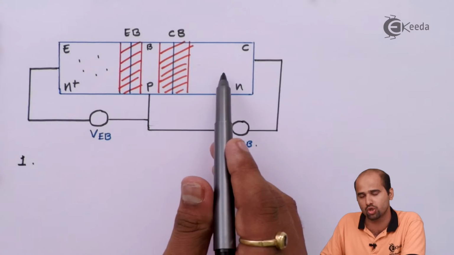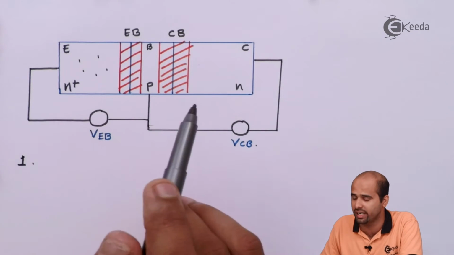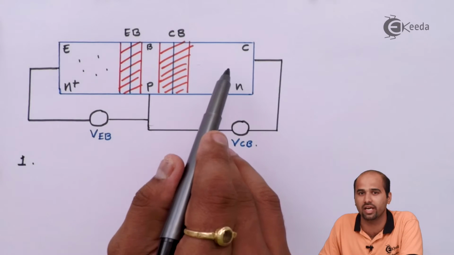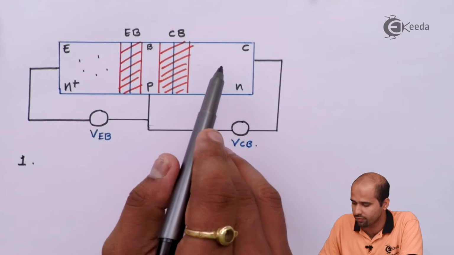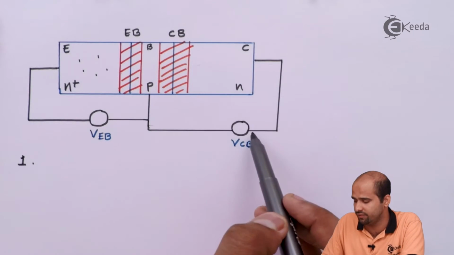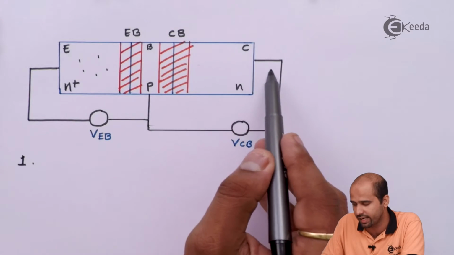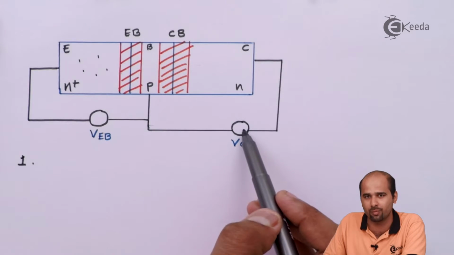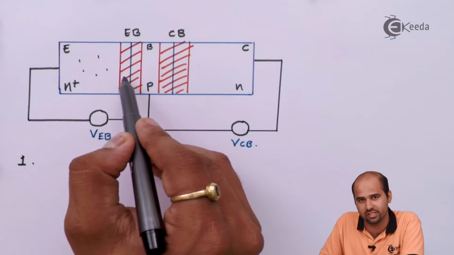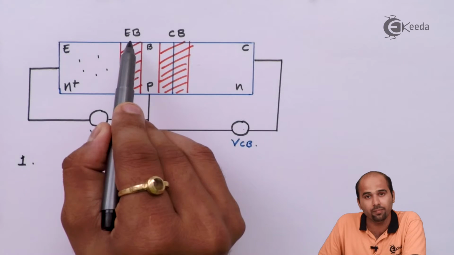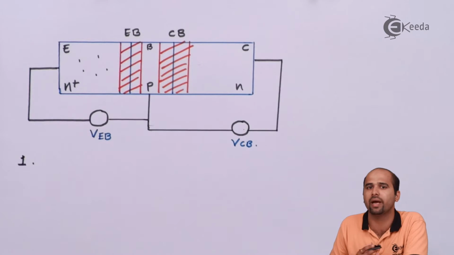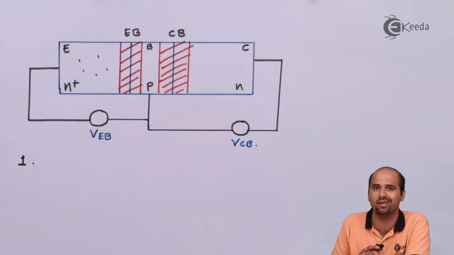These electrons will also enter into the base region, but we don't want that. We want all the electrons which are emitted from the emitter region to get collected in the collector region. So what will we apply? We will apply the polarity of VCB such that electrons get collected at the positive terminal of the battery. So we will say the EB junction should be forward biased and the CB junction should be reverse biased, such that my current increases linearly.